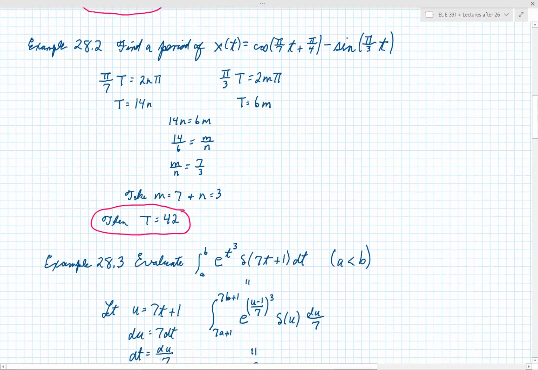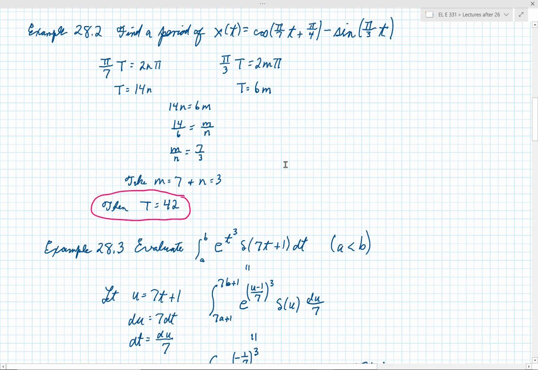Now let's look at another example. Find a period of x of t equals cosine of pi over 7t plus pi over 4 minus sine of pi over 3t. Our strategy for this problem is, if we can find some number, capital T, that is a period of both of these, then it must be a period of the difference as well.